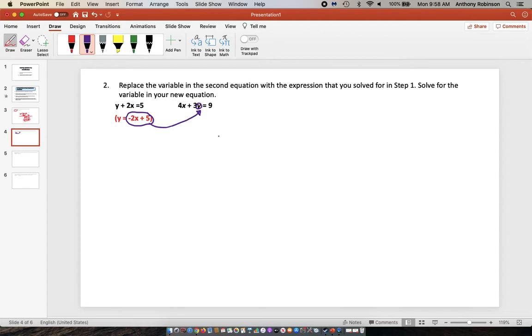So for this step, what I'm going to do is I'm going to write down my 4x plus 3. Now, instead of putting y in there, in parentheses, I'm going to insert the expression that is equivalent to y. Okay, so the negative 2x plus 5 replaces the y. Now that equals 9. Okay, now I have a multiple step equation, pretty straightforward.